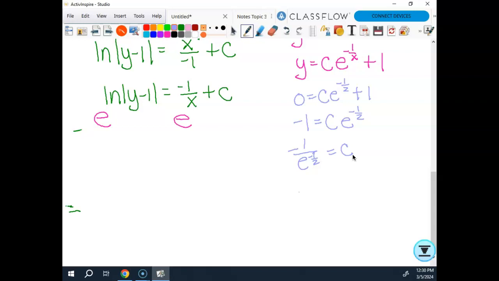So then this gives me y equals negative 1 over e to the negative 1/2 times e to the negative 1 over x plus 1. And you're done. Okay? Leave it yucky. Doesn't matter. You solved for y, you found c, it doesn't look beautiful, you're fine.